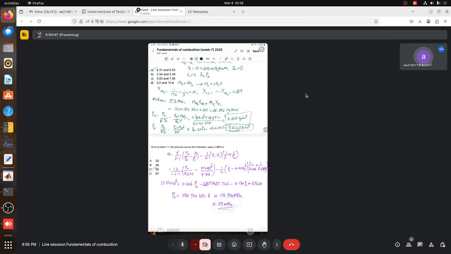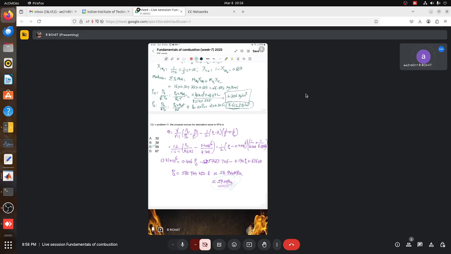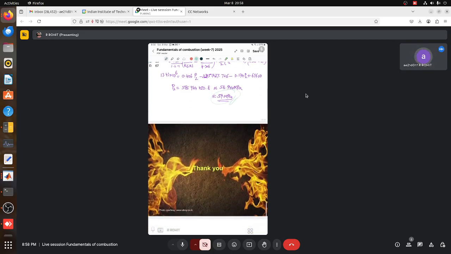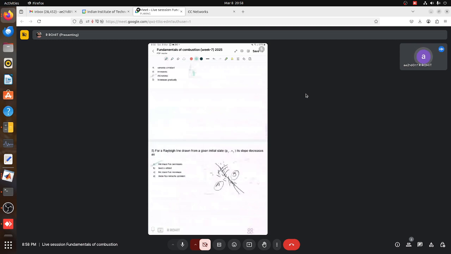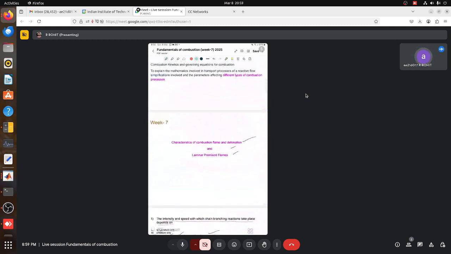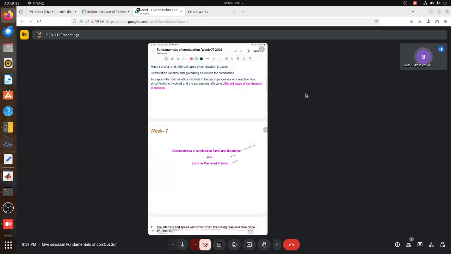So I hope that is clear. So yeah, we have reached the end of today's session. We have seen different problems on how to deal with characteristics of combustion flame and detonation, and what are laminar pre-mixed flames, and how to find the different properties of a flame.